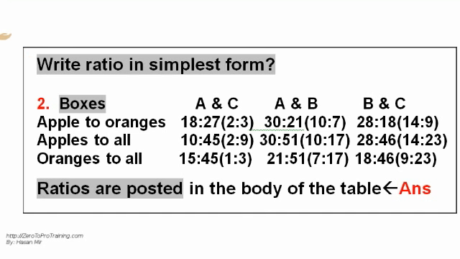Next, ratios reading table: apples to oranges, A and C 2:3, A and B 10:7, B and C 14:9. Apples to all, A and C 2:9, A and B 10:17, B and C 14:23. Oranges to all, A and C 1:3, A and B 7:17, B and C 9:23.